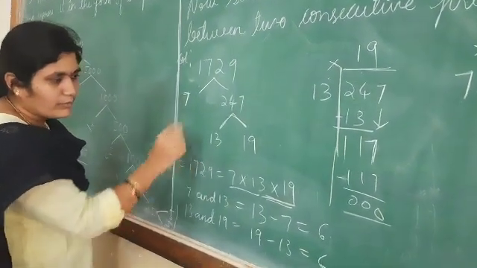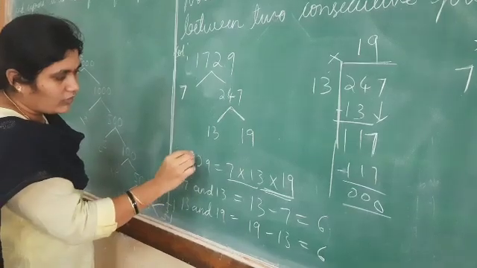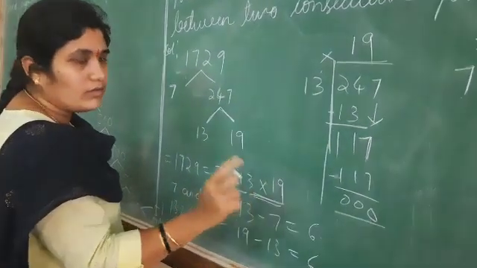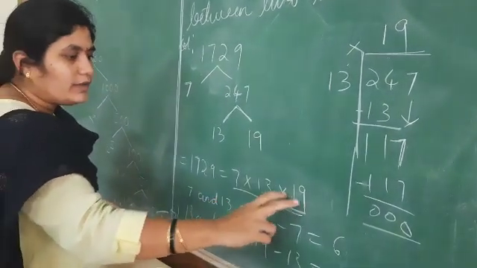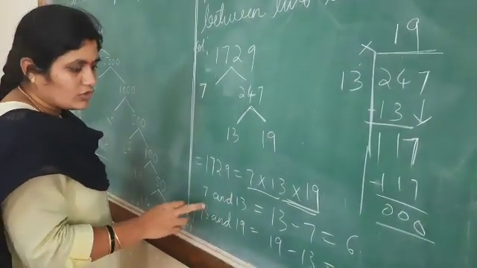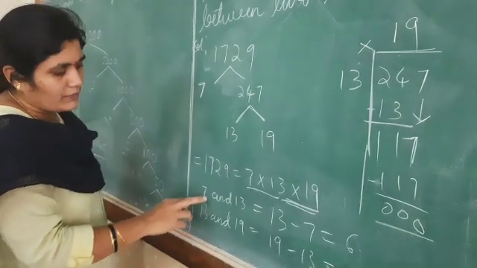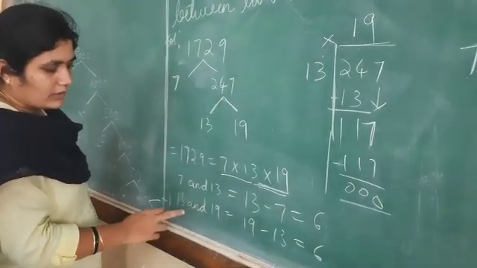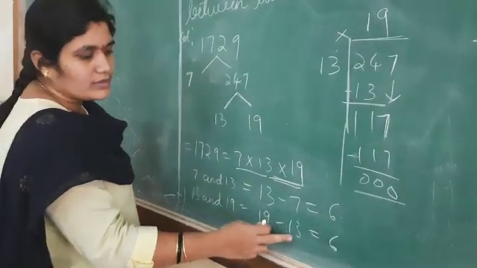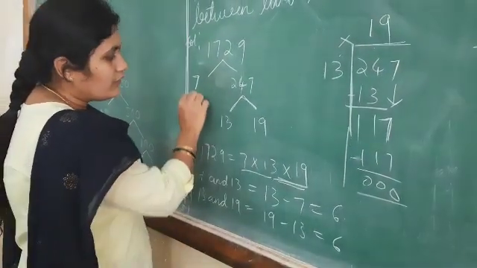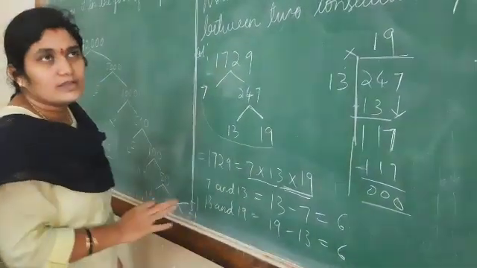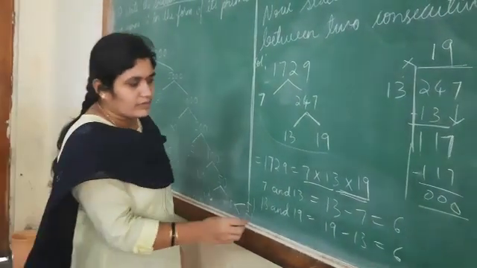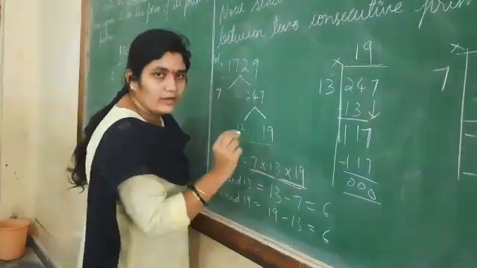Now arrange the prime factors in order: 1729 is equal to 7 into 13 into 19. Now consider any two consecutive factors and show the relation according to the given question. 7 and 13, if you consider, 13 minus 7 is 6. 13 and 19, if you consider, 19 minus 13 is 6. That means the difference between the consecutive factors is 6. This is the relation of this given problem, and the prime factors are 7, 13 and 19.